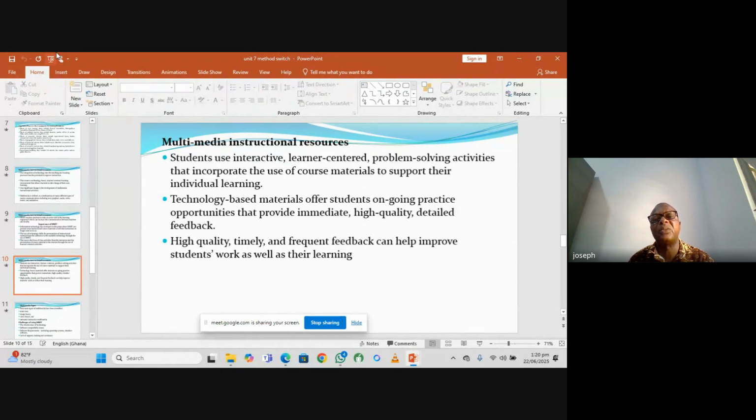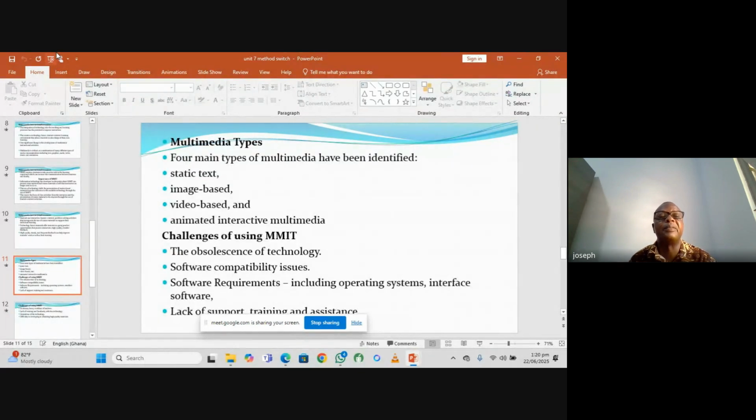Technology-based materials offer students ongoing practice opportunities that provide immediate, high-quality, detailed feedback for them. High quality, timely, and frequent feedback can help improve student work as well as their learning. So when we use this multimedia instructional technology, we have some of these things done easily for us and our students. Types of multimedia. Four main types of multimedia have been identified: static text, image-based, video-based, and then animated interactive multimedia.